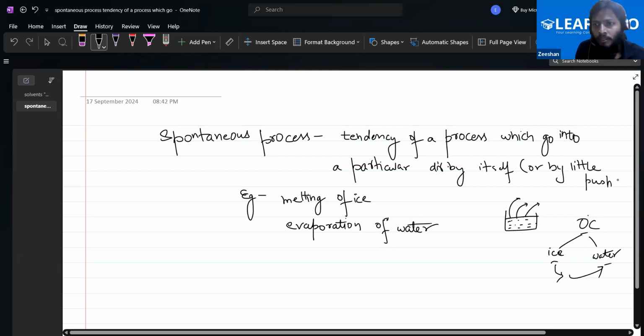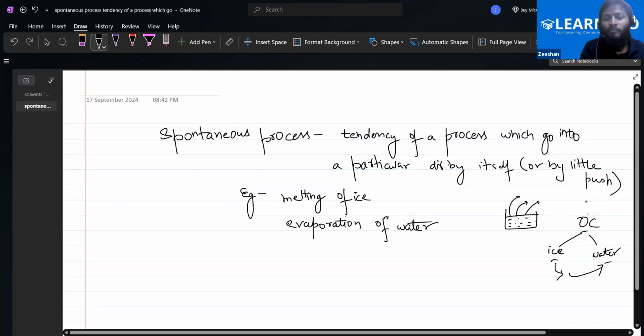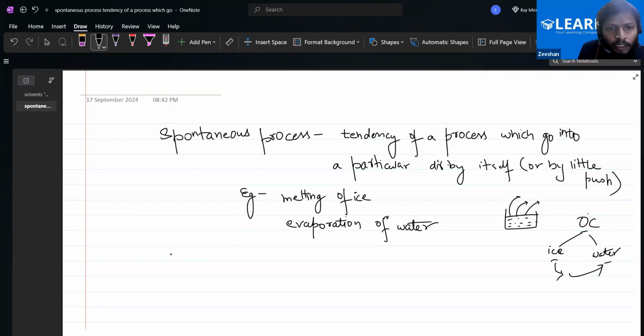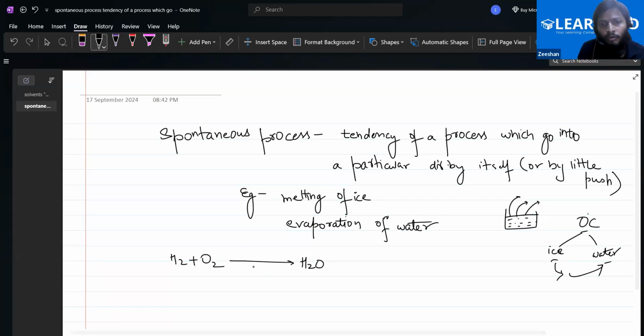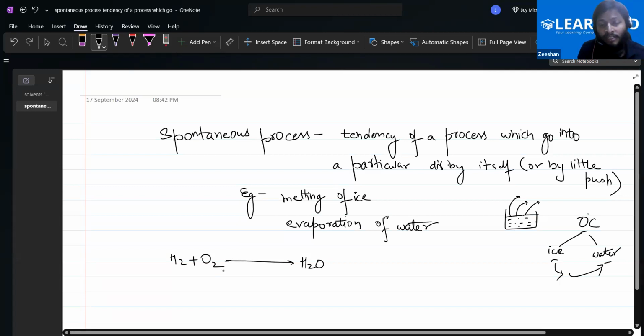So what is an example of this? What is meant by a little push? For example, there is also a spontaneous process where if you take hydrogen plus oxygen, it will become water. Can anybody tell me what we are doing here? What is the catalyst, or how do these reactions happen, that if you mix hydrogen with oxygen, it will become water?